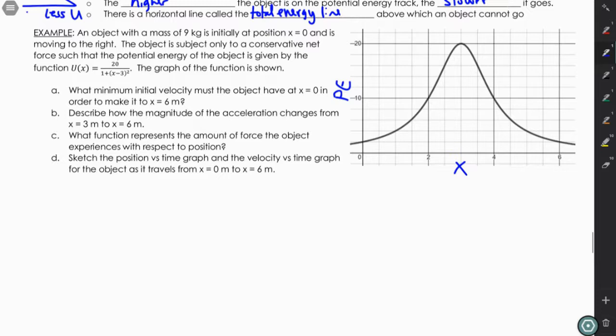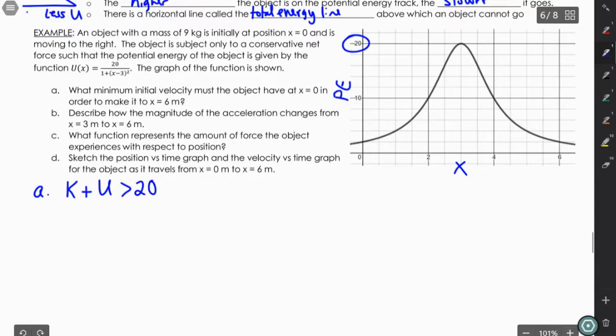So again, this graph is just potential energy versus position. But this does tell us that the total amount of energy in the system is 20 joules. And we know that the total energy is simply kinetic plus potential.